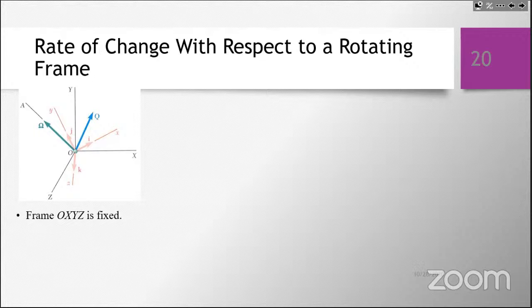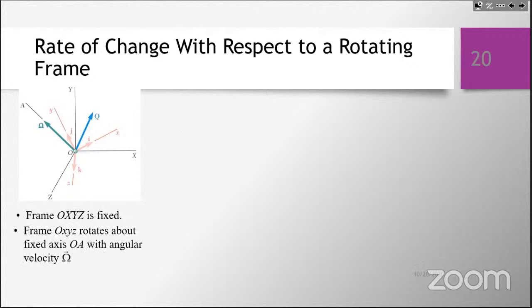So what do we have going on here? This picture is somewhat complicated to look at. So what do we have? We have this black reference frame, the capital XYZ. And so when you see frame O, capital XYZ, we're talking about this black one. We're talking about the black reference frame. Okay.